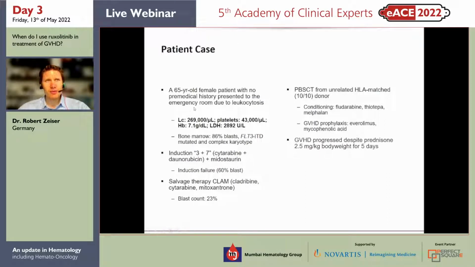This is a 65-year-old female patient who presented to the emergency room with leukocytosis, low platelet counts, low hemoglobin level, and a highly elevated LDH. The diagnosis of an acute myeloid leukemia was made with an unfavorable prognosis because this leukemia carried a complex karyotype as well as a FLT3-ITD mutation. After induction chemotherapy with 3+7, there was an induction failure in this patient, and the patient received salvage therapy with a CLAM protocol and was still not in remission, then underwent allogeneic stem cell transplantation.